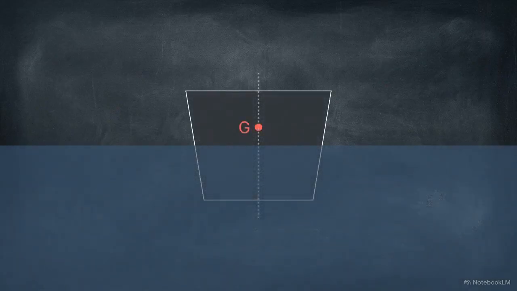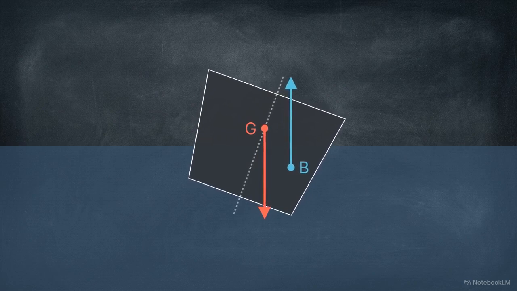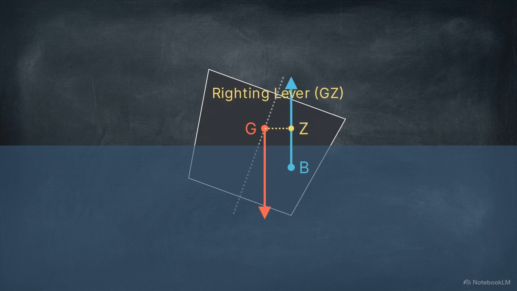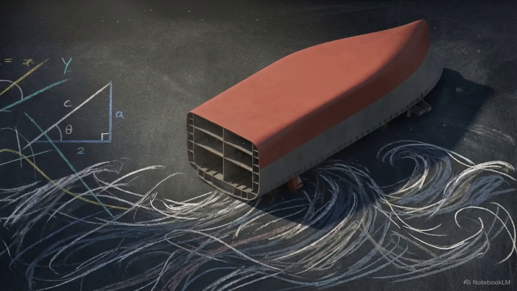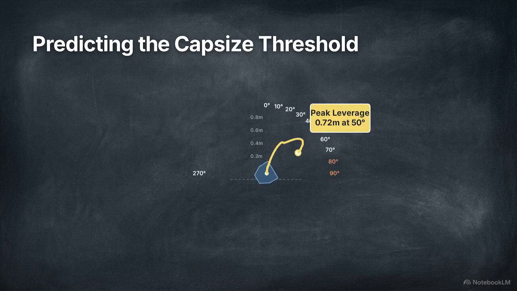Physics rely on two opposing points. Gravity pulls the ship's mass downward, while buoyancy pushes upward. When a wave tilts the ship, these vertical forces separate. Their horizontal distance creates torque, forcing the ship upright. This is the righting lever, or GZ. If this GZ distance ever shrinks to zero, the ship rolls over. Calculating the exact leverage available at any angle is the only way to predict and prevent a catastrophic capsize.